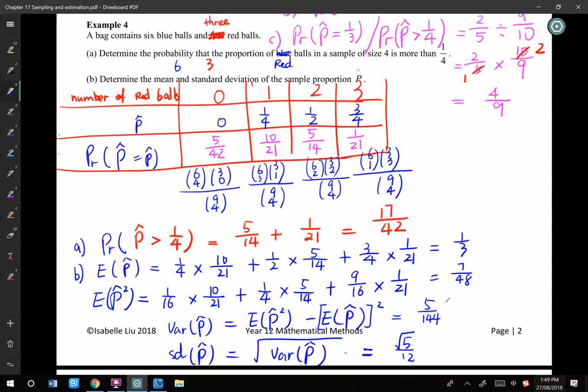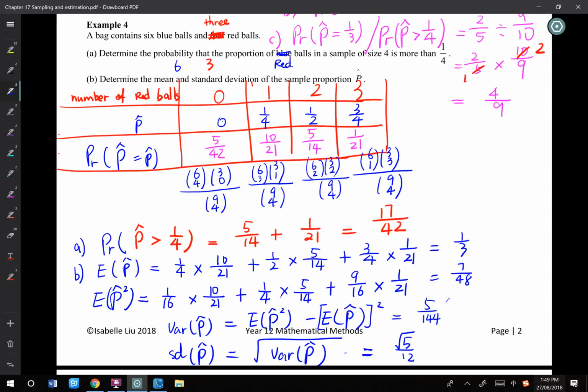I have a proportion of 0, a quarter, a half, and 3/4. That's my sample proportion. Okay, so to get 0 red balls, which means you get 4 blue balls, it's 6 select 4 and 3 select 0, divided by 9 select 4. So 9 select 4 is the total number of ways I can select 4 balls from those 9 balls. And the top one is the preferred way I want. How many red balls do I want? I want 0.